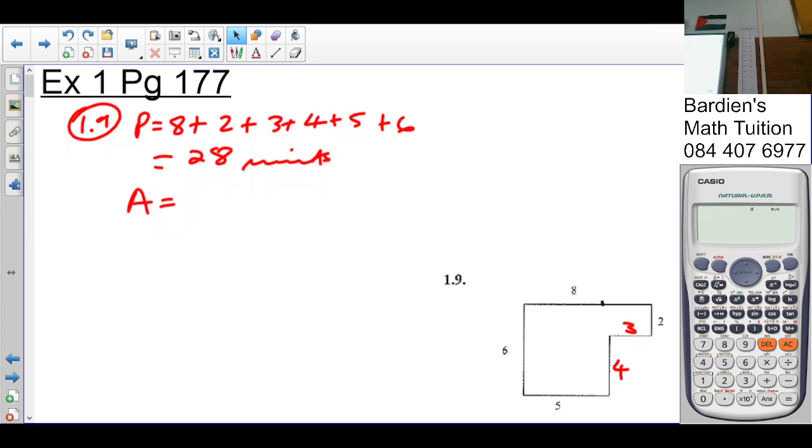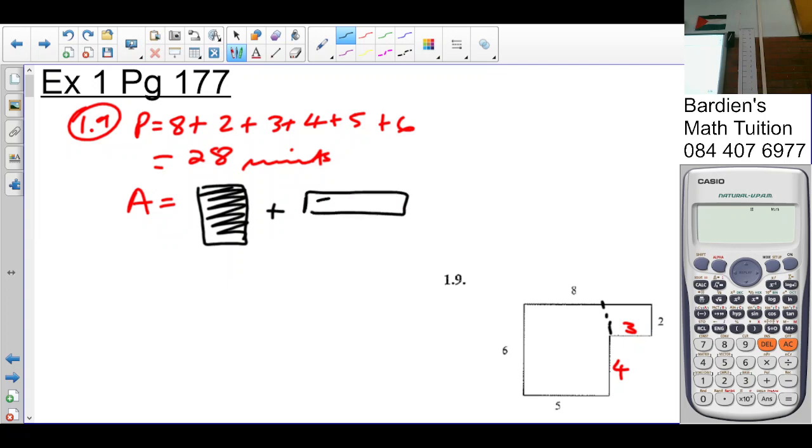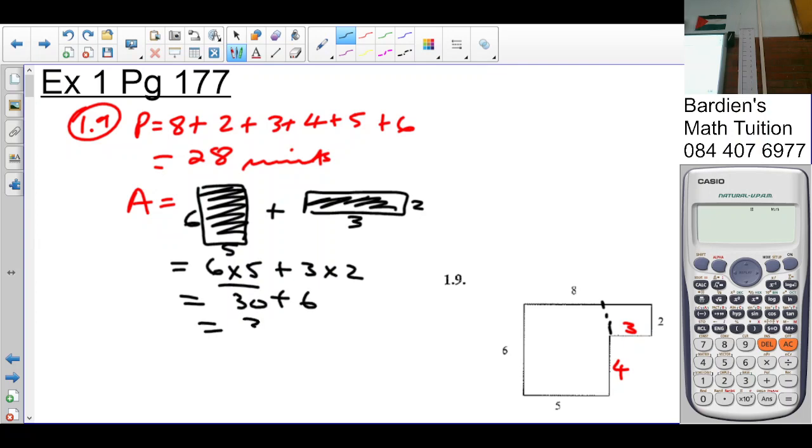So here we've got the area of a rectangle, plus the area of another rectangle. One rectangle is going to measure 5 by 6, and this one is measuring 3 by 2. So that gives you 6 times 5 plus 3 times 2. That's going to give you 30 plus 6, which is 36 units squared.